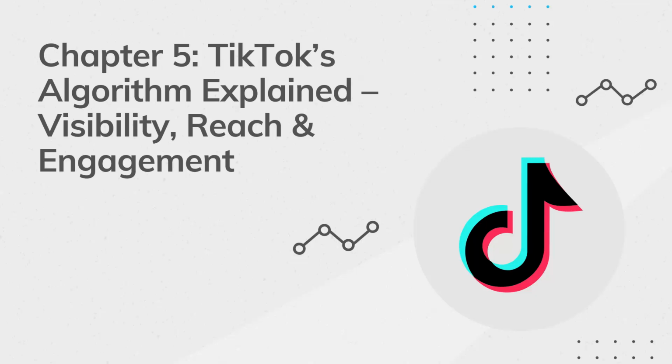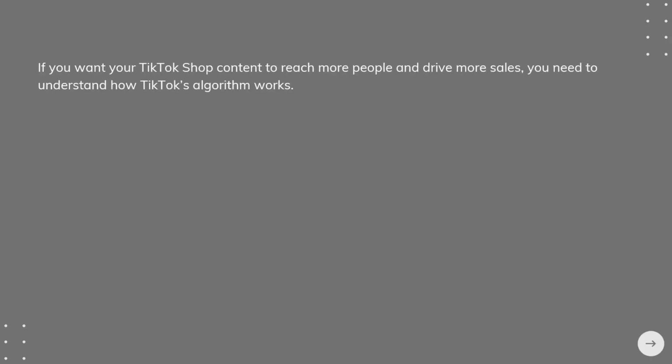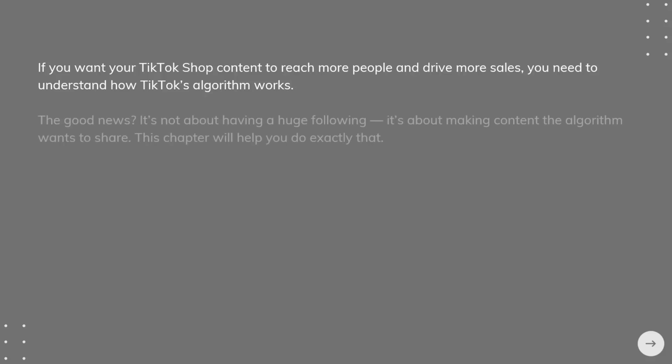Chapter 5, TikTok's Algorithm Explained: Visibility, Reach and Engagement. If you want your TikTok Shop content to reach more people and drive more sales, you need to understand how TikTok's algorithm works. The good news? It's not about having a huge following, it's about making content the algorithm wants to share. This chapter will help you do exactly that.